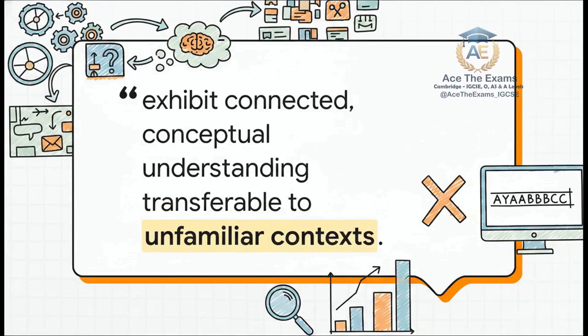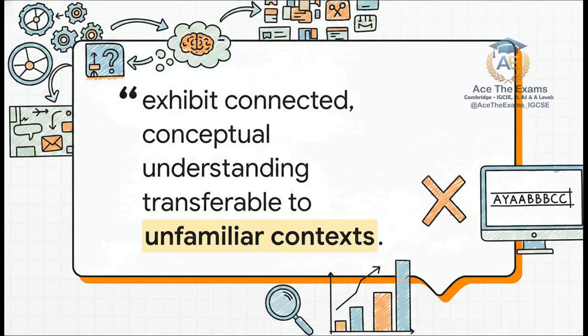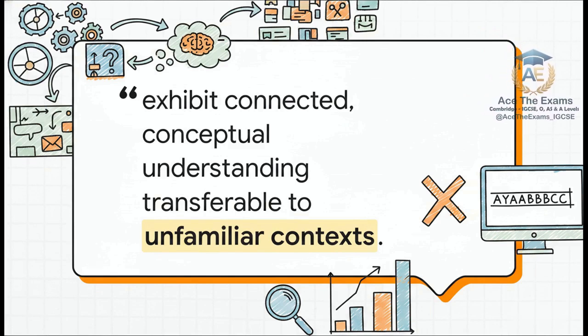Now listen to this quote straight from the official Cambridge syllabus. Top-performing students exhibit connected, conceptual understanding transferable to unfamiliar contexts. That is the golden rule, guys. So let's play a game called Find the Flaw. Let's say a student writes, run length encoding is best for text files because it replaces repeating characters with a frequency value. What's the flaw there?